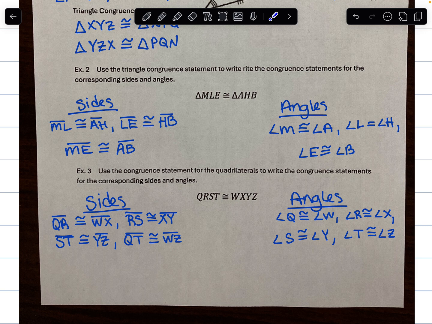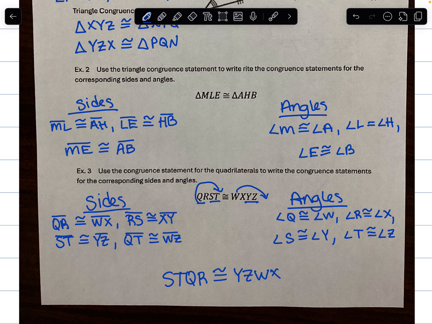Everybody okay with that? Okay, now let me ask this one question. What if we rewrote this as quadrilateral STQR? What would be my congruent statement for the other quadrilateral? YZ, WX. Because I went the first two and then moved those to the end. Okay, so YZ, move WX to the end. Okay, as long as you keep the same order, you'll be okay.